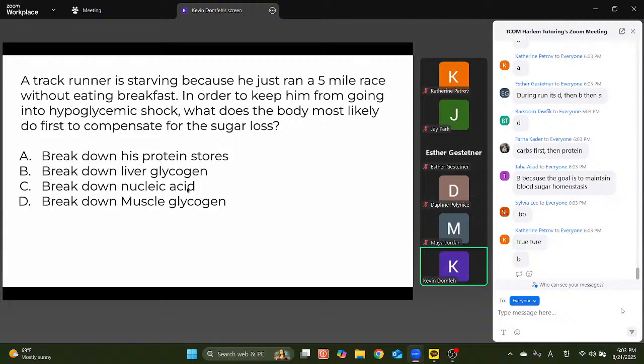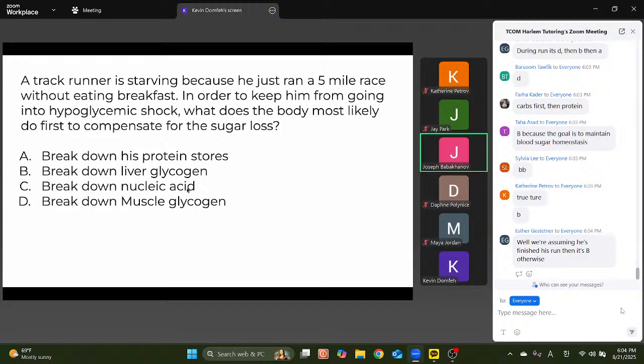Okay, can someone unmute and explain why they think their answer is the answer? I thought it was B because the question says he already ran the 5 mile race. Wouldn't his muscle glycogen already be depleted? So after the race, it would go into the liver glycogen. During the race, yes, the muscle glycogen gets broken down first. Anyone else?